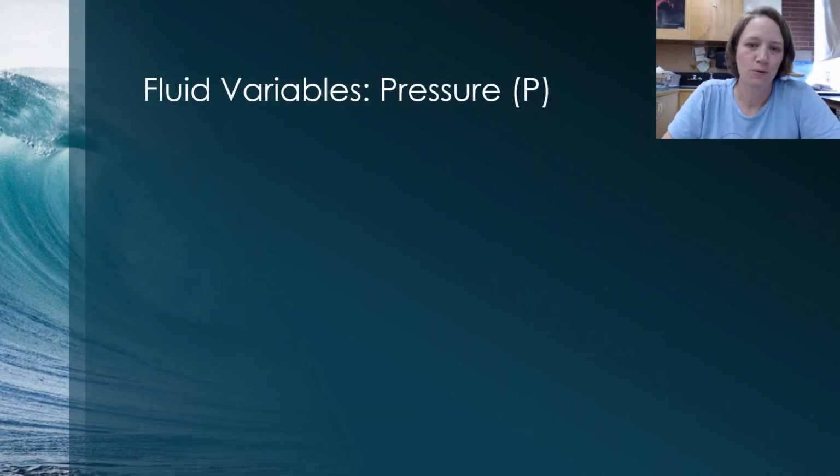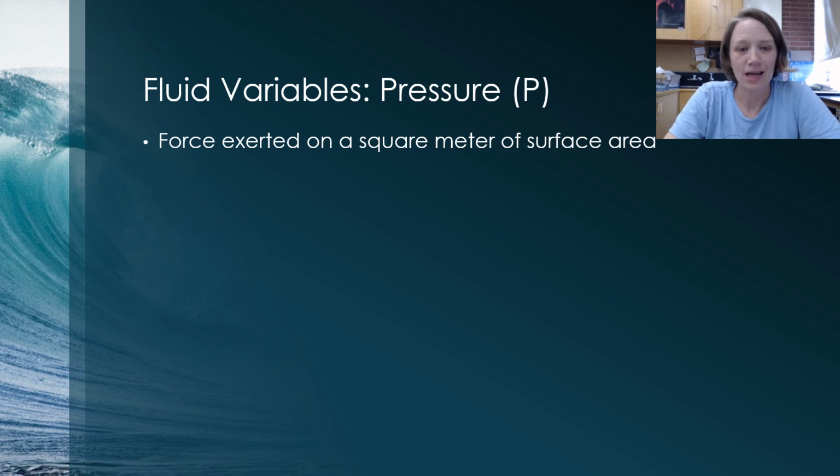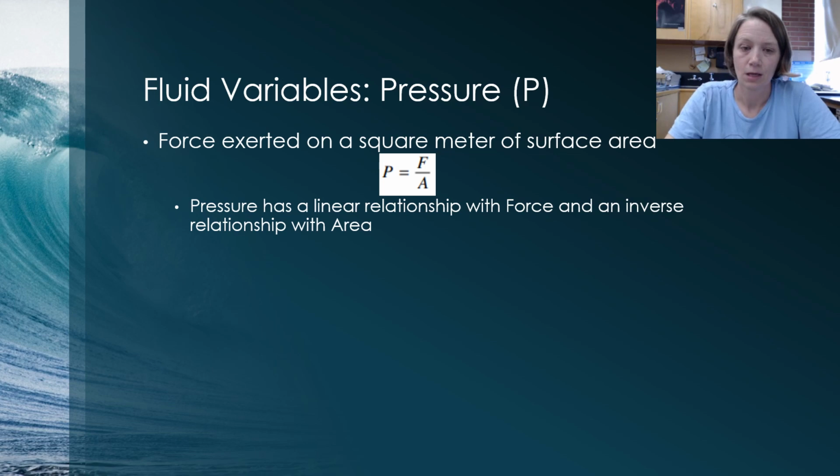So the third fluid variable that we want to define is pressure, which is represented with a capital uppercase P. Pressure is defined as the amount of force that is exerted on a square meter of surface area. And the equation that comes out of that definition is pressure is equal to F over A.